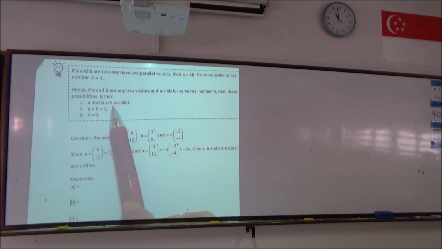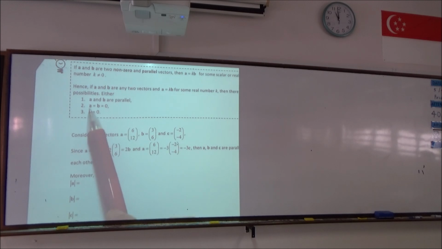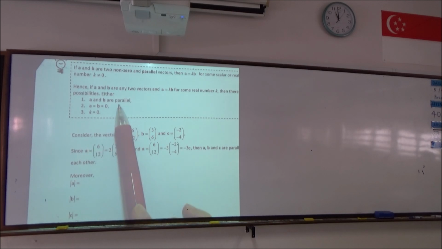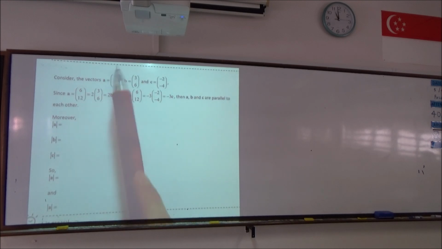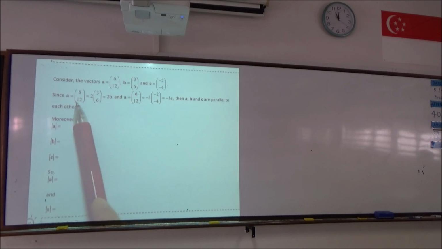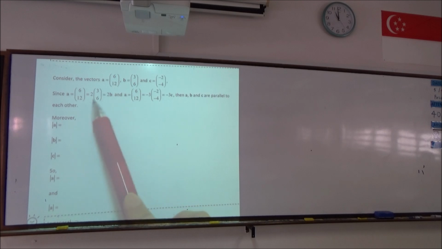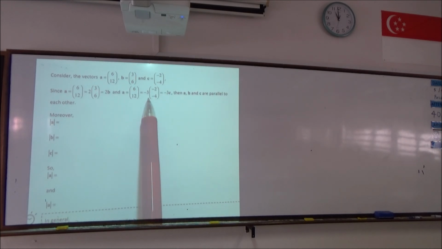I can conclude any of these three possibilities. First, they could be parallel. Second, they could be zero vectors. Third, K could also be zero. So unless it is very clear that neither vector is zero and K is not zero, we cannot surely conclude that they are parallel. You understand? Let's look at this consideration, whereby A is 6, 12 and B is 3, 6. Then C is negative 2, negative 4. We see that 6, 12 is 2 times 3, 6, which equals 2B. And A can also be expressed as a scalar multiple of C, if I express it in this manner.